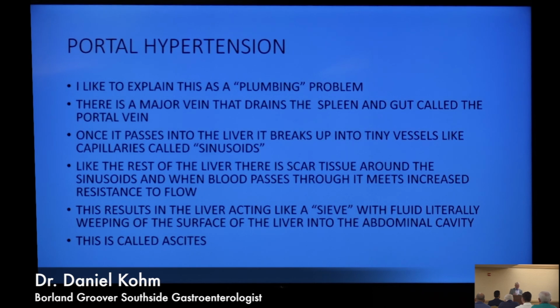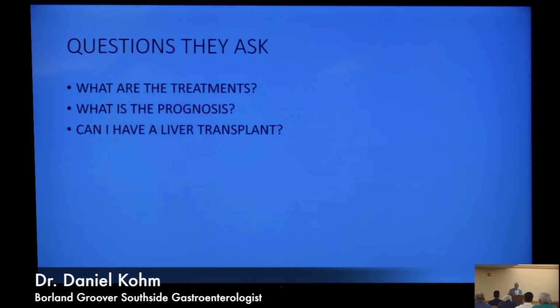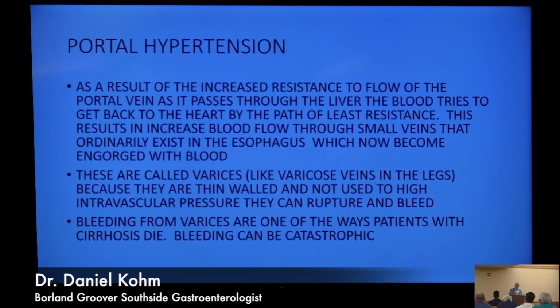All right, so portal hypertension. I like to call it a plumbing problem. So you've got this major vein, the portal vein, going into the liver. It drains the spleen, it drains the gut, and when it goes into the liver, it breaks up into little capillary-type things called sinusoids. And like the rest of the liver, there's scar tissue around them. And so as that's trying to come in, it's meeting increased resistance to flow, and the liver acts like a sieve, and fluid literally weeps off the surface of the liver into the abdominal cavity, which is called ascites.